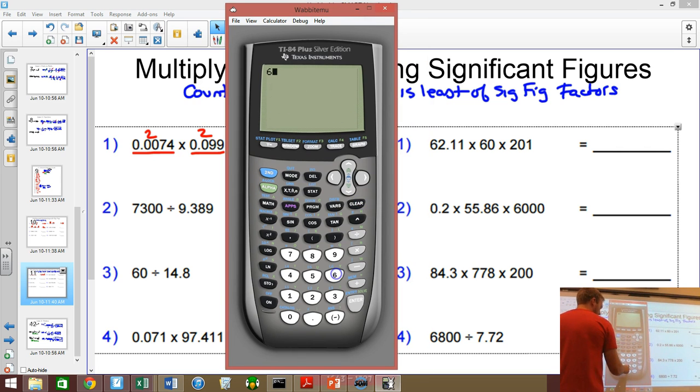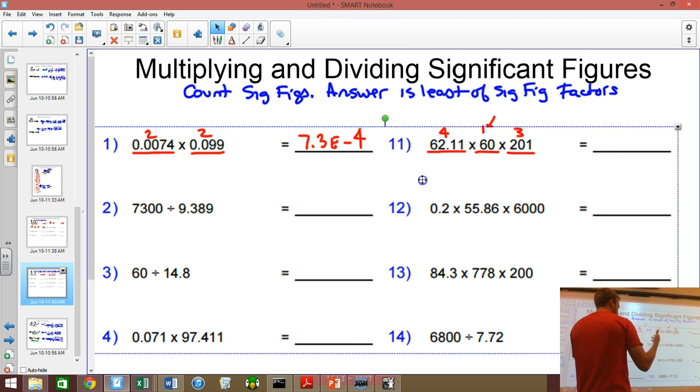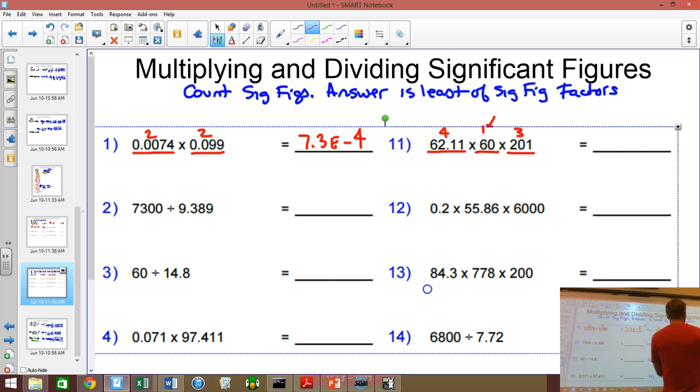We'll do 62.11 times 60 times 201. And then you get this number. Now I can only have one significant figure because this has 4, this has 1, and this has 3. So this is my least precise measurement, 60. So I'm going to have to round that off to only one significant figure. That's 700,000. You can write it as 700,000. I don't like that. You should write 7E5.